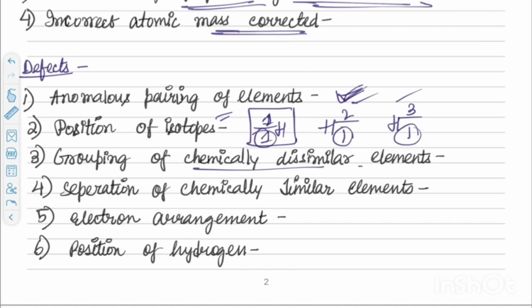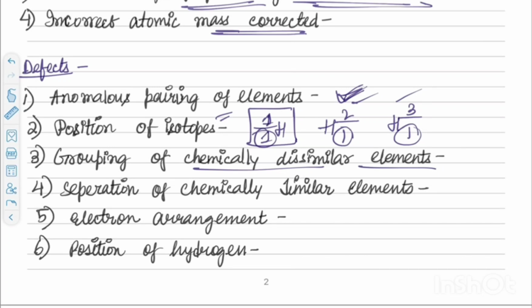Grouping of chemically dissimilar elements. Although he grouped the elements with similar properties together, there were some whose properties did not match. So chemically dissimilar elements were present. Separation of chemically similar elements. Some elements which have similar properties were placed quite far apart. So that is not correct.